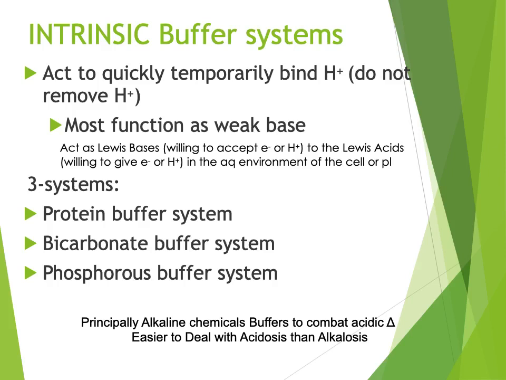We have three principal systems that we're going to look at. We have the protein buffering system, the bicarb buffering system, and the phosphorus nitrogen buffering systems. Principally, these are going to function alkalinically in terms of being a buffer, which means that we're better set to deal with acidosis than we are to deal with alkalosis. They're both bad. However, alkalosis is much worse than acidosis.